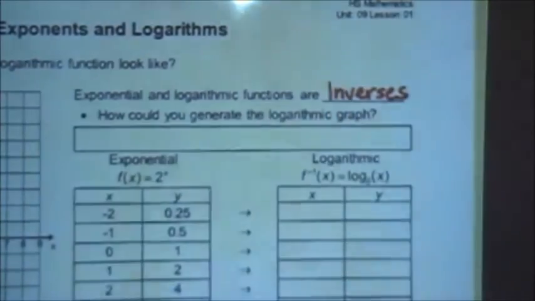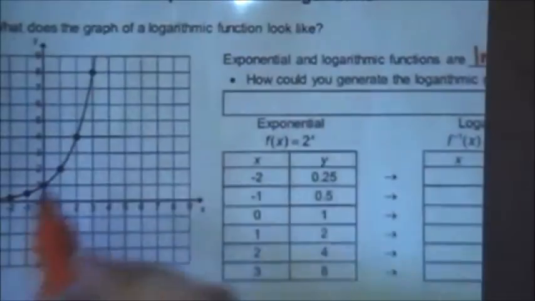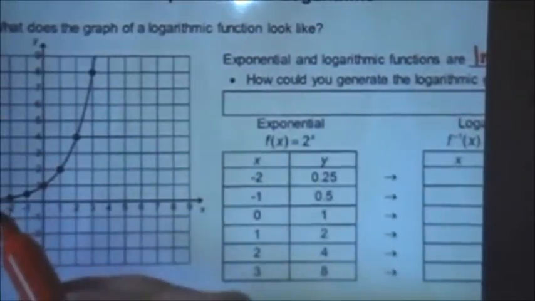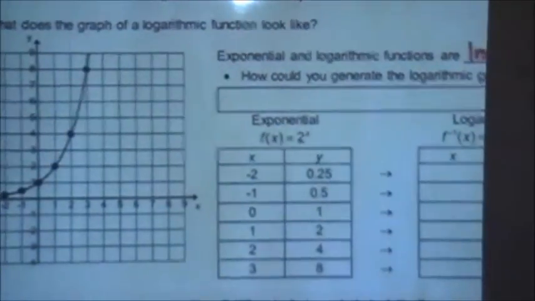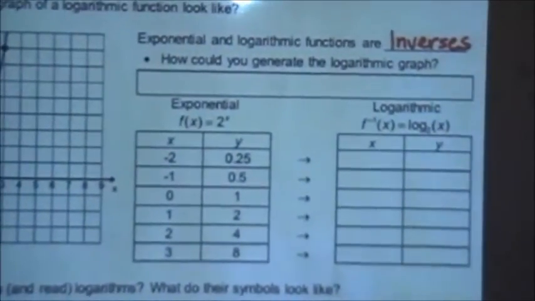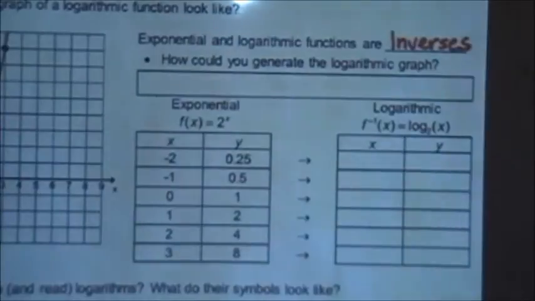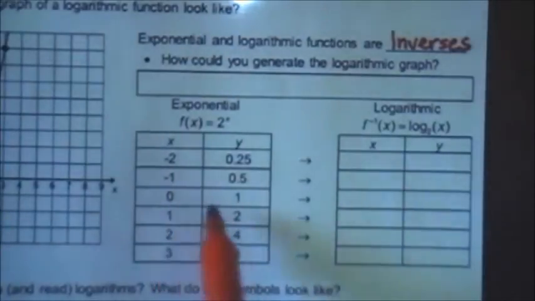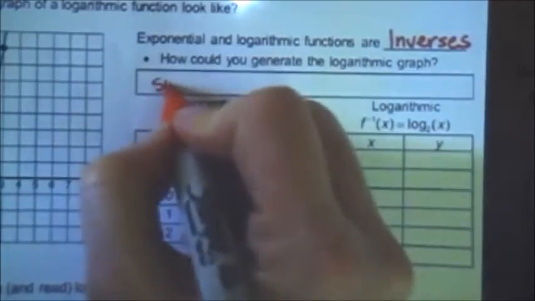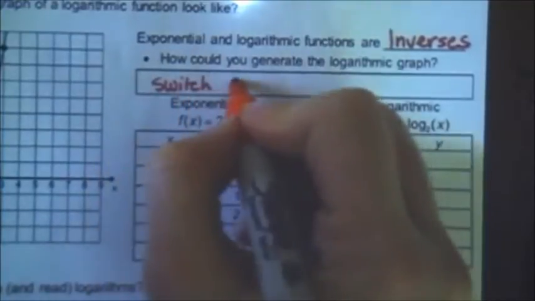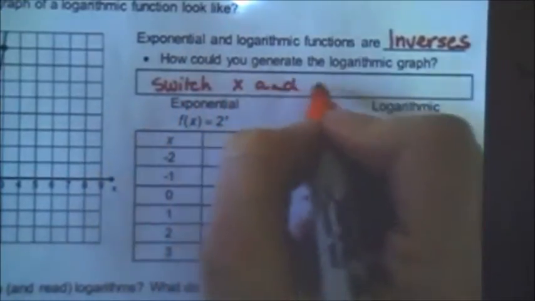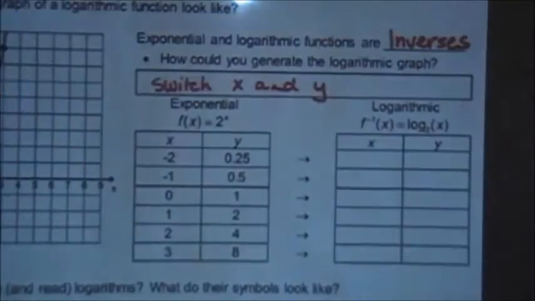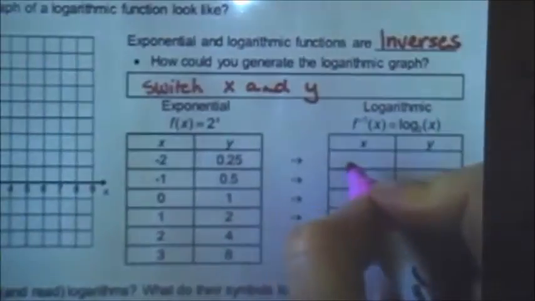We just completed a unit on exponentials, and that's the exponential function right here. So if they are inverses of each other, the question is, how can we generate the logarithmic graph? Well, remember, inverses are found by switching x and y. So we could switch x and y, and that will show us what our logarithmic graph is going to look like. So I am literally just going to swap x and y.